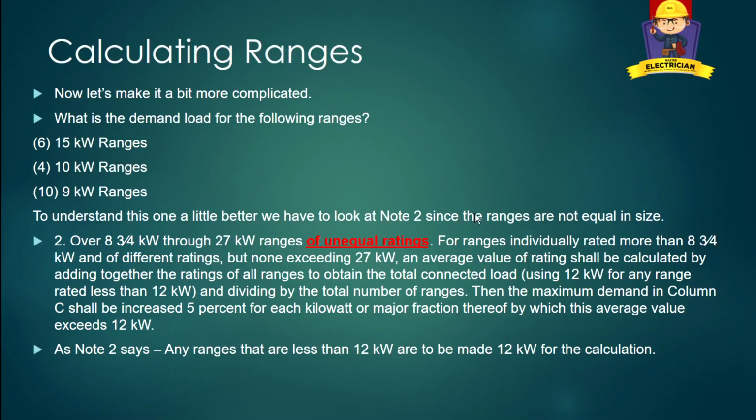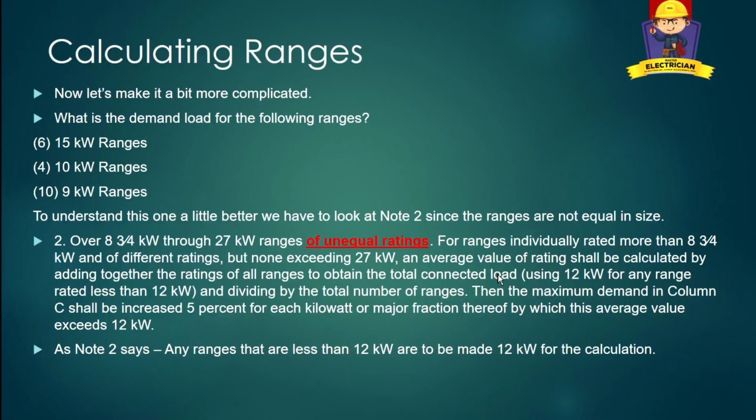All right. Now, we're introducing Note 2 here. Let's read Note 2 before we deal with all this. It says, over 8 3/4 kW through 27 kW ranges, and they're unequal ratings. For ranges individually rated more than 8 3/4 kW and of different ratings, and all of these are, but none exceed 27 kW, and none of them do, an average value of rating shall be calculated by adding together the ratings of all ranges to obtain the total connected load.